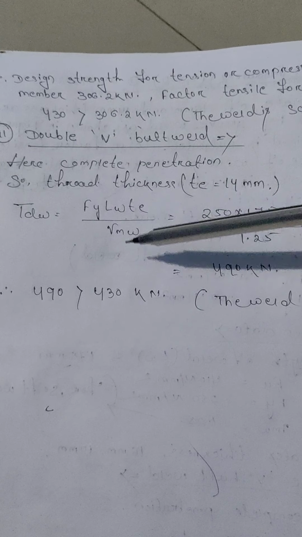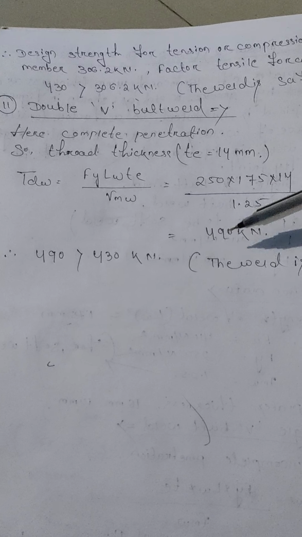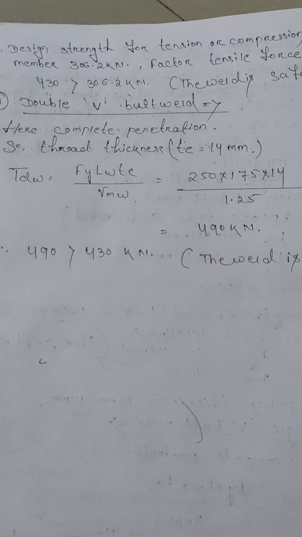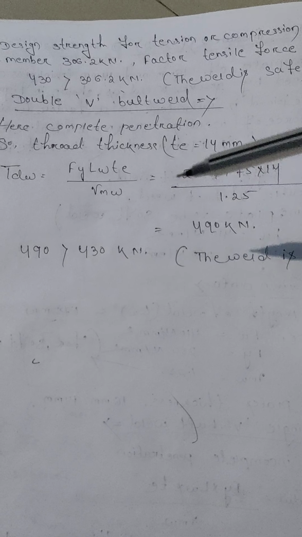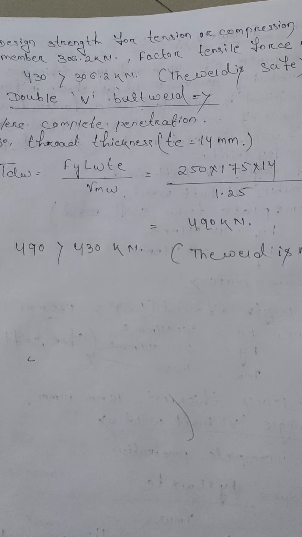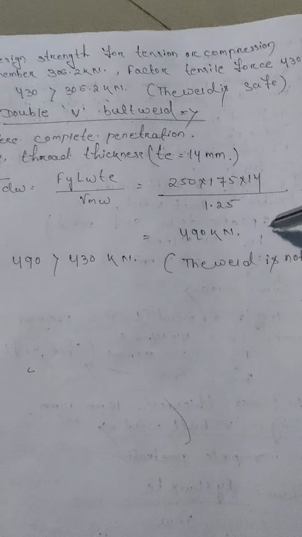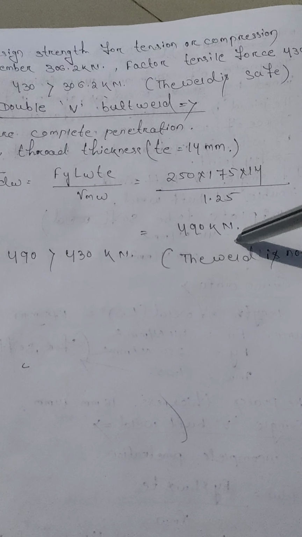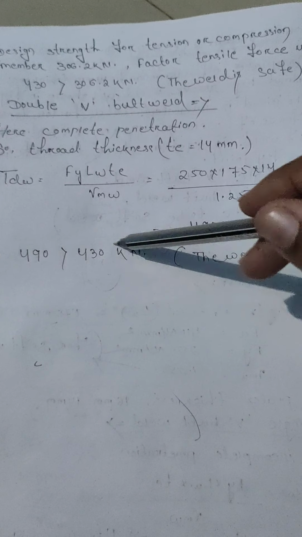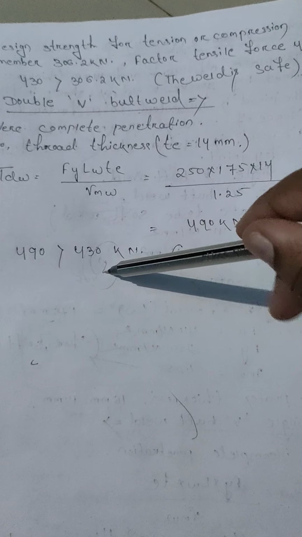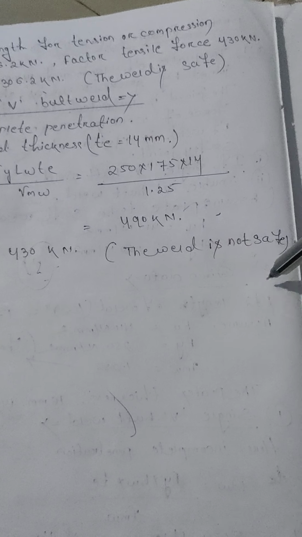Second, the double V butt joint. Here there is complete penetration, so the throat thickness TE is 14 mm. TDW equals the same formula, Fy into LW into TE, divided by gamma MW. Substituting the values, the answer is 490 kilonewton. This 490 kilonewton is greater than the factored tensile force of 430, so the weld is safe.